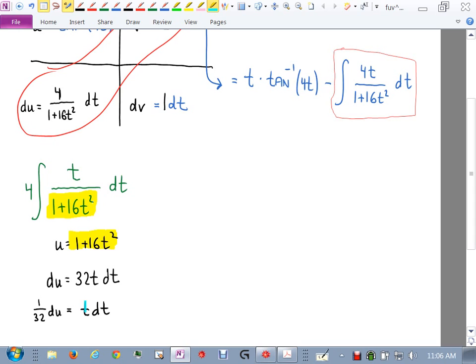And so I'll be able to replace that t dt right there. So the yellow is going to become u. The blue is going to become 1/32 du. So my new integral is 4. What else can come out there? 1/32, and that'll reduce out to be 1/8, right? Integral, what's still in there? 1 over u du. And so the antiderivative of 1 over u is natural log of u.